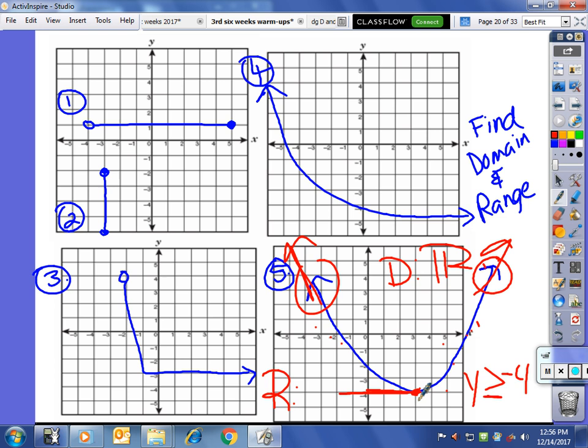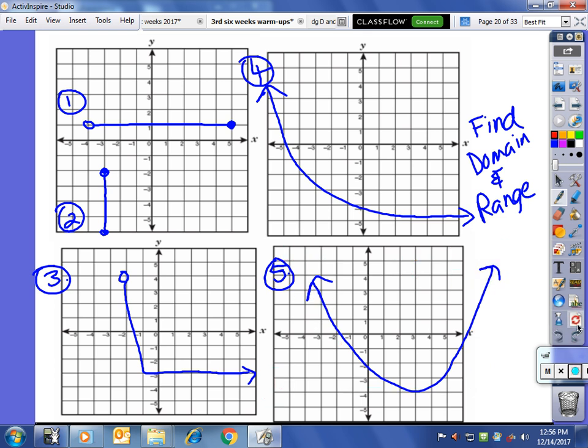Even though I didn't put a giant dot there for you, it's definitely colored in at negative 4, because it's going through negative 4. If it wasn't going through negative 4, we'd have to put an open circle there to show there's a break in the graph.